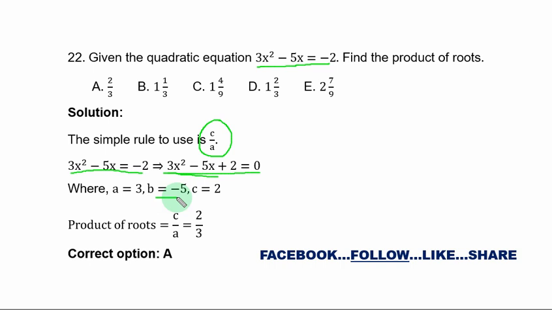Therefore, the product of roots, that is c over a, is simply equal to 2 over 3. The correct option is A.